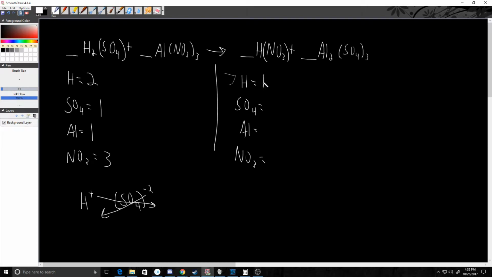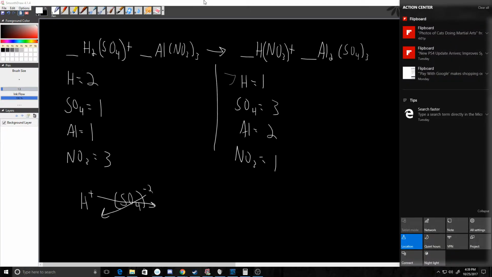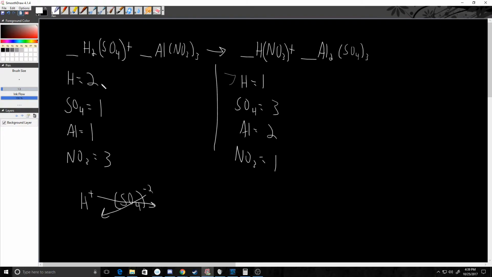Over here, 1 hydrogen, 1 NO3. I'm looking at 2 aluminums and 3 SO4s. All right, so now looking at this, I've got 2 hydrogens here, 1 here, 1 SO4, 3 SO4s, 1 and 2 aluminums, 3 and 1 NO3s. All right, so in this case, there's really not a bad place to start. There are some that would require me to go back and redo some things. I would say let's go ahead.